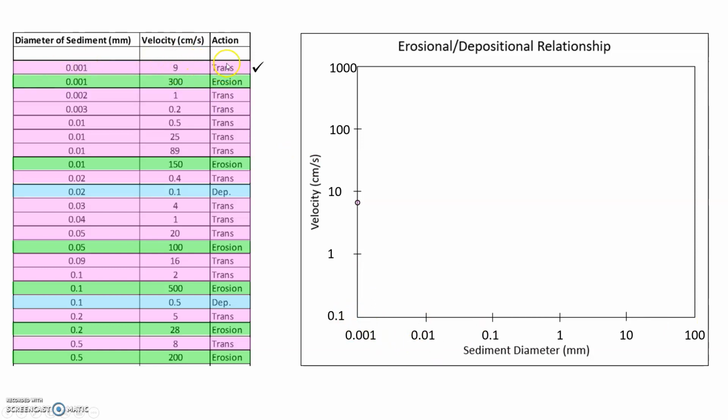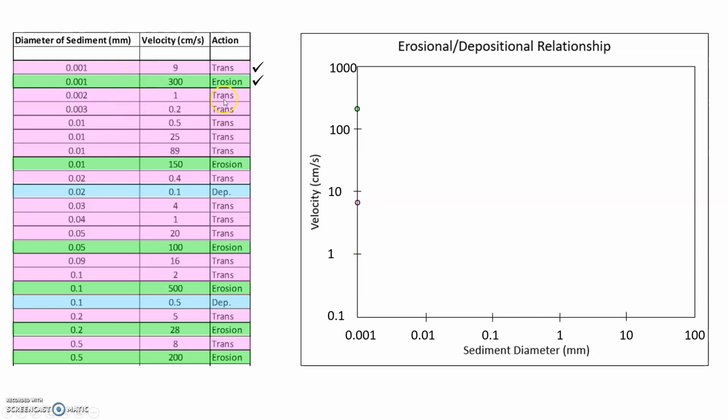Now in my table, that's pink. So I've got 0.001, and I'm going to jump up to 9, and put a dot right there. And might as well put a little check mark right by that data point, that way you know you did it. Now notice where I put that point. I've got 9, and that's somewhere between 1 and 10, and it's quite a bit closer to 10 than 1. So that's why I put my point right there.